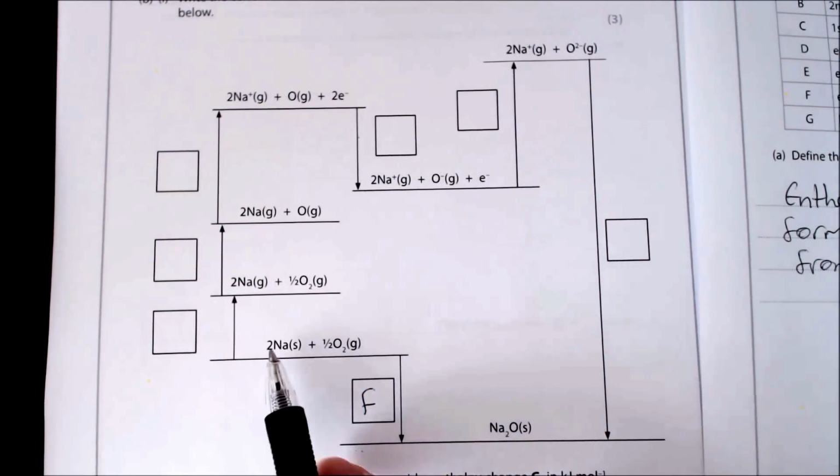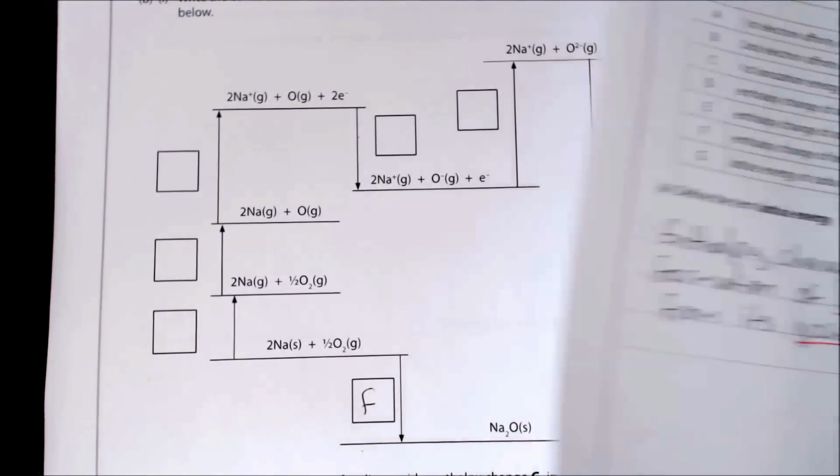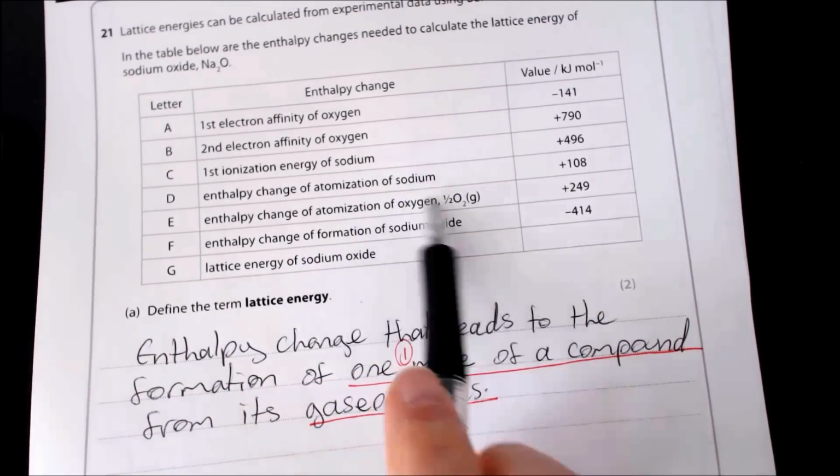Okay, so the next one, you can see here we're going from sodium solid to sodium gas. So this is an atomization process. So this is going to be the enthalpy change of atomization of sodium. This is D.